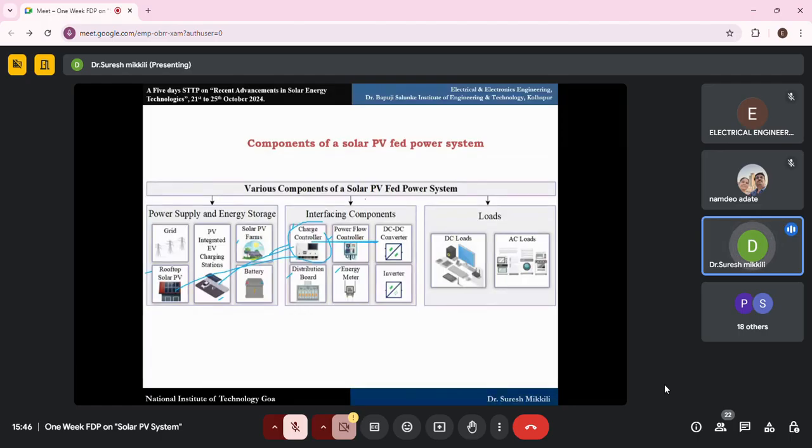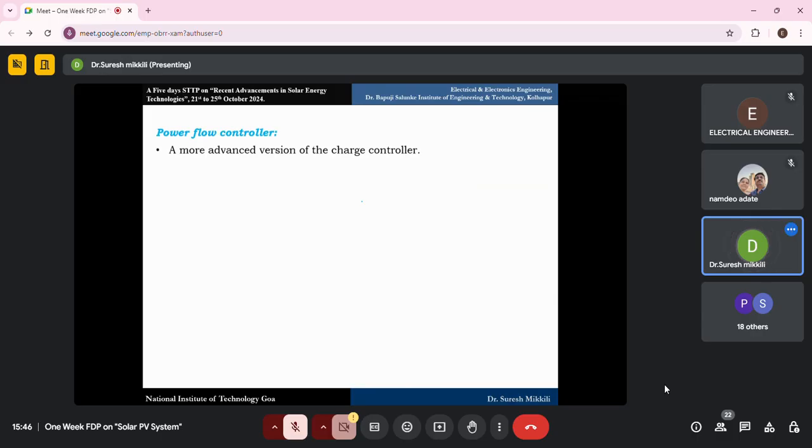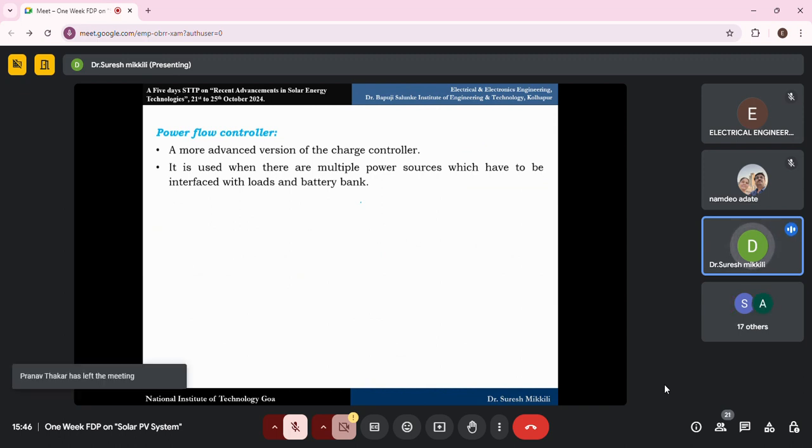Second one, similar to the charge controller, we also have a power flow controller. A power flow controller is a more advanced version of a charge controller. It is used when multiple power sources have to be interfaced with loads and the battery bank. You might have studied unified power flow controllers, UPFC, and unified power quality conditioners, UPQC. What is the purpose of that? When you use UPFCs or UPQCs, it is a hybrid controller.